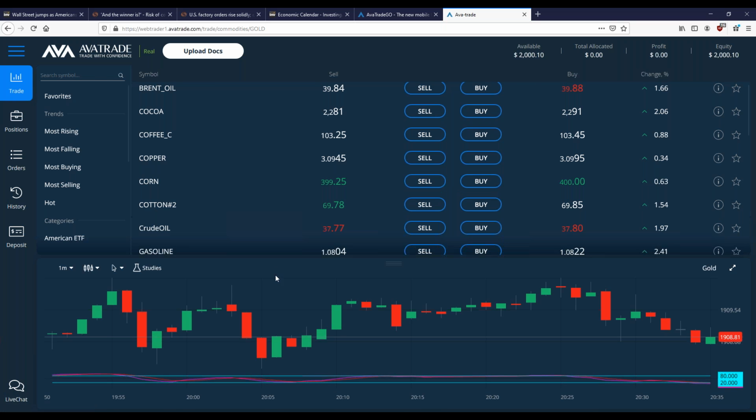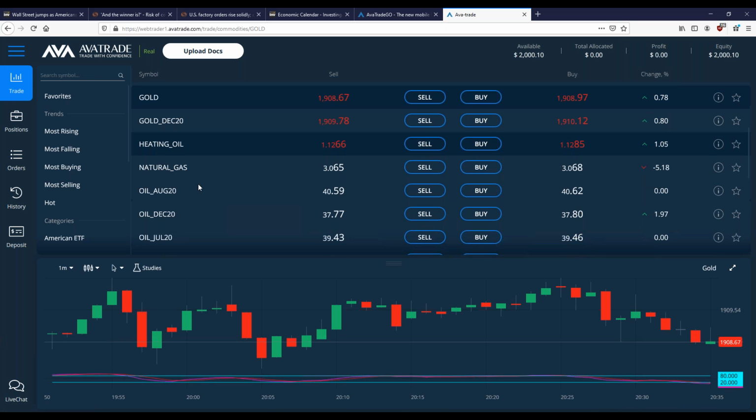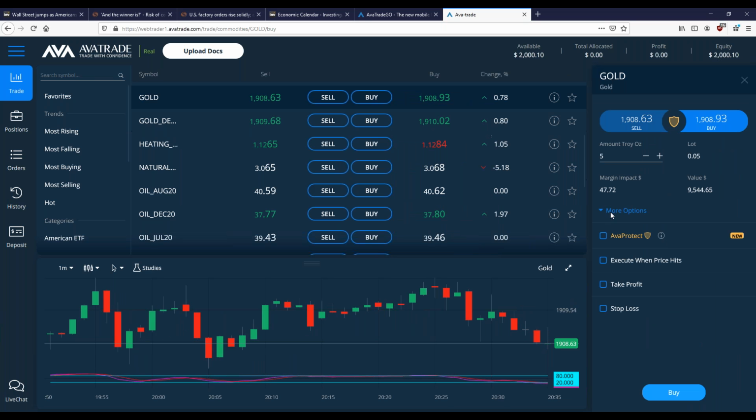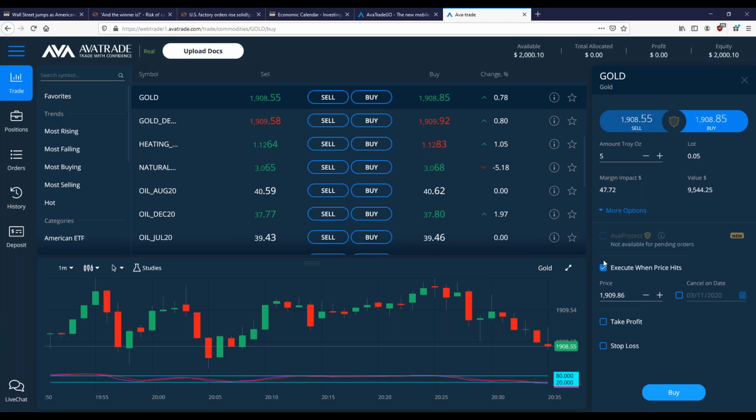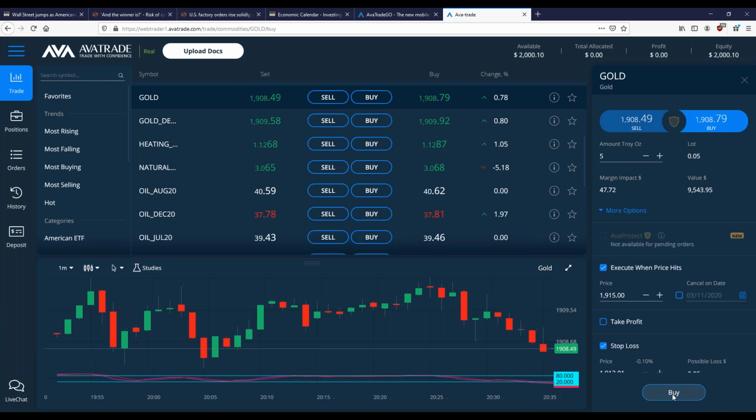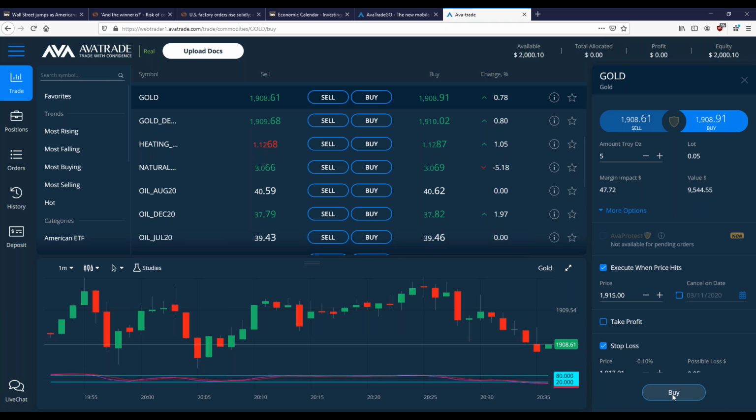Okay, and then as I look at gold and I say, okay, I want to buy, but I don't want to buy yet. I want to buy from 19.15. So it says execute when price hits. So I can say execute at 19.15, and that's it. Now I can buy it, and when it hits 19.15, I'm in. I never had to tell it that it's a buy stop or a buy limit. It knows automatically. I don't have to know that. I just tell it where I want to buy from.